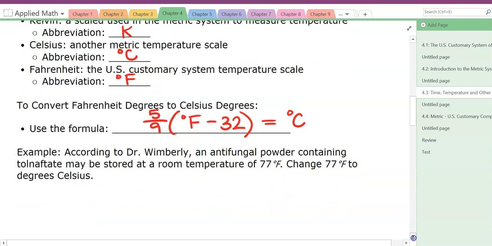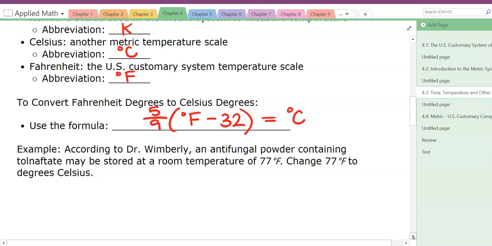So for example, according to Dr. Wimberly, an antifungal powder containing tolnaftate, I don't know if I'm saying that right, may be stored at a room temperature of 77 degrees Fahrenheit. They want us to change it to degrees Celsius. So I'm going to take 5/9 times, I replace my degrees Fahrenheit with the number they're giving me, which is 77, and then I subtract 32 from that.